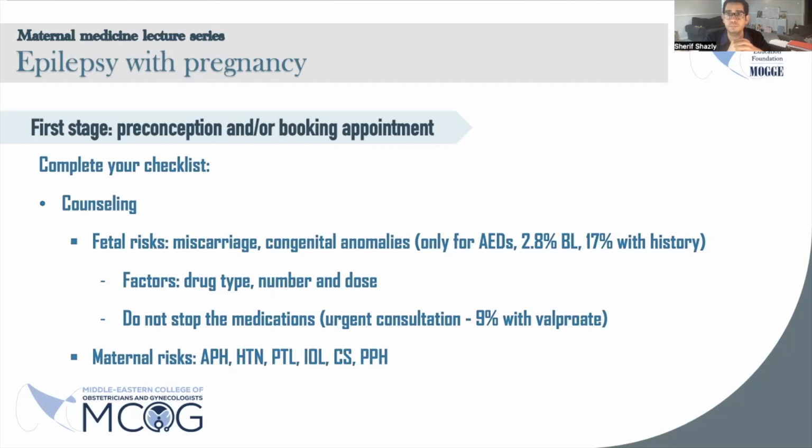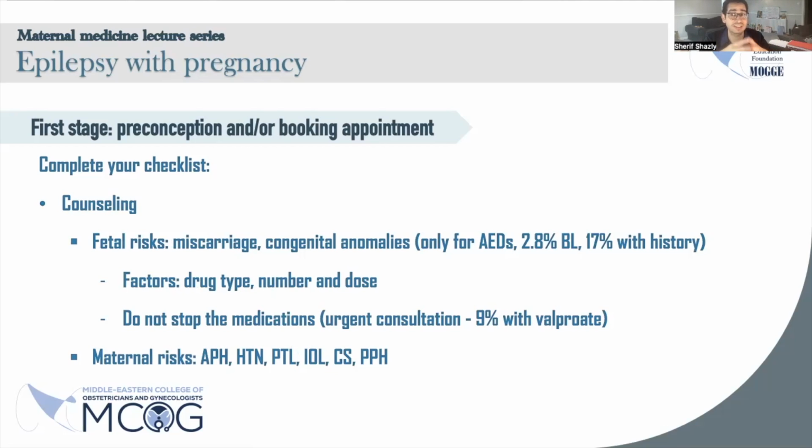But I would say here, if she's on medication, then you should tell her that it's related to the dose, related to the number of medications, related to the type of the medication. So it's not all the same. It's not like just the fact that you're taking medication means that your baby will have congenital anomalies.